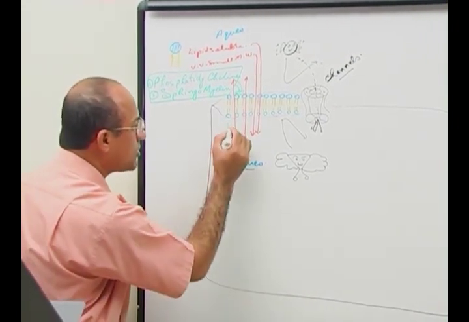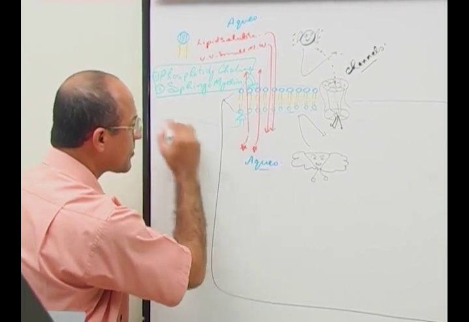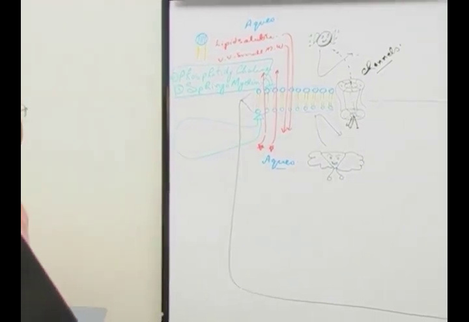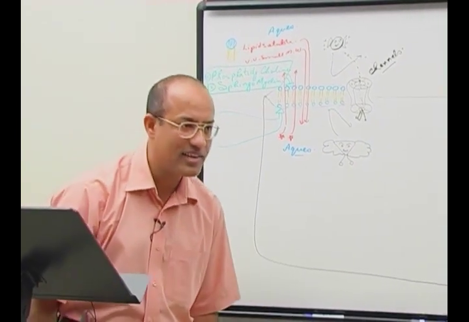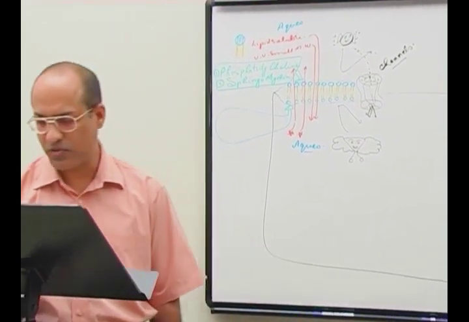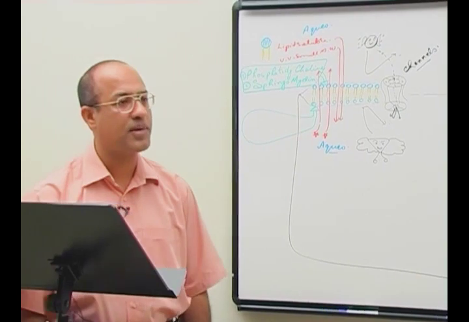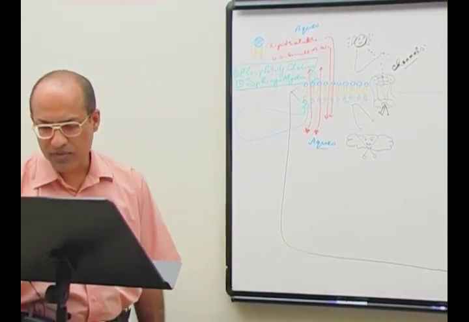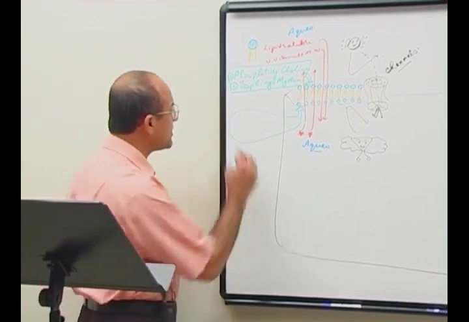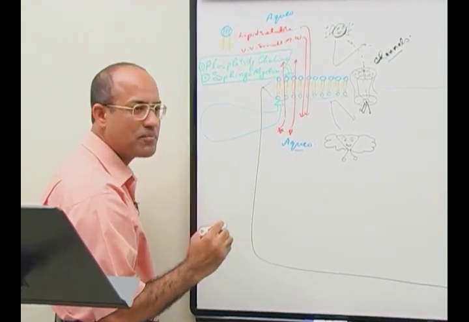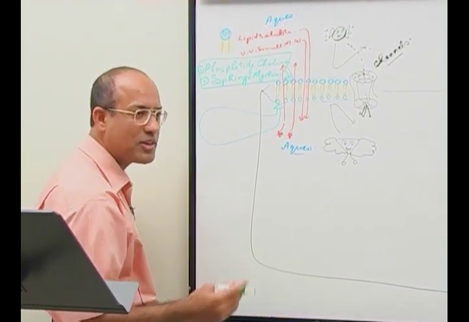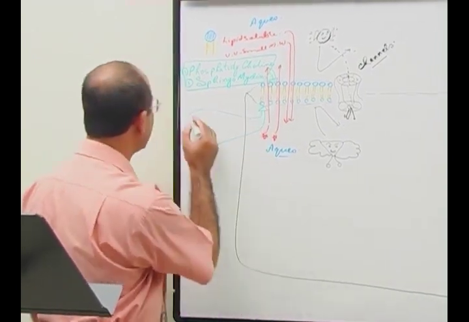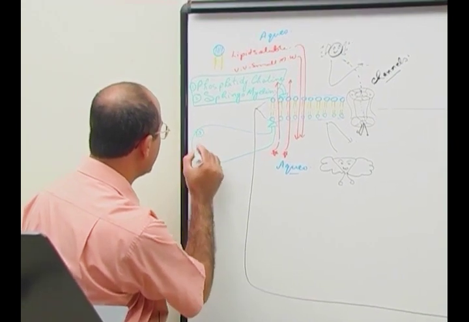Now we'll talk about the phospholipids which are specially present in the inner leaflet. Again, there are two important phospholipids which are abundantly present in the inner leaflet of the cell membrane. One is phosphatidylethanolamine.